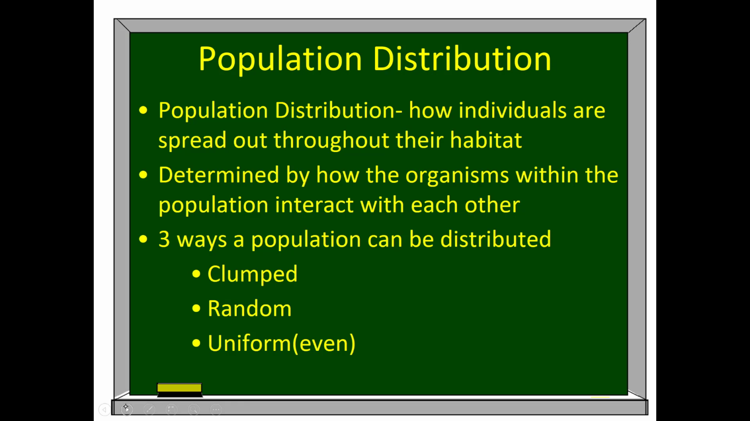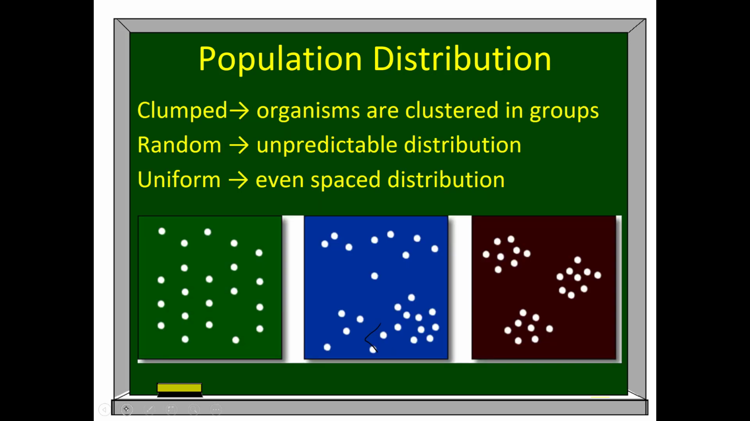Okay, now there's three main ways a population can be distributed. First way is clumped, second is random, and third is uniform or even. So when we look at these three ways, clumped, just like it sounds, individuals are going to be clumped together. So the organisms are going to be clustered in groups. So when we look at our diagrams below, that is going to be the diagram all the way to the right. This is going to be clumped distribution.